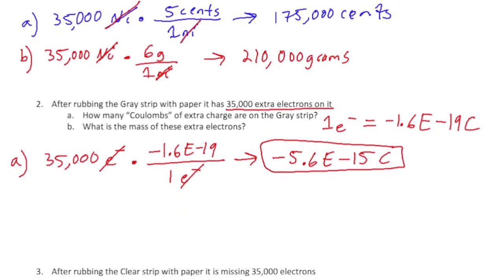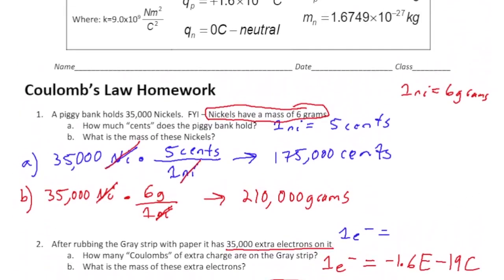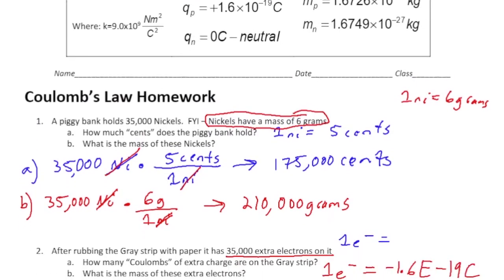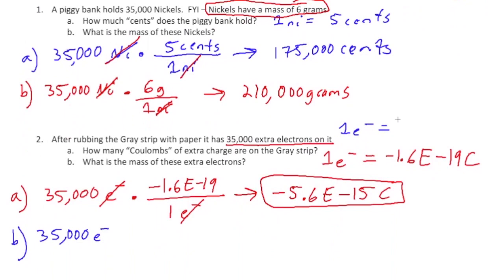Now we want to figure out what the mass of these electrons are. So to do that, we're going to need to take the number of electrons like we had before, 35,000, and we also want to figure out the mass of 1 electron. So 1 electron is going to have what kind of mass? Well, if we look back at our table up here, we're going to see that the mass of 1 electron is 9.11 times 10 to the negative 31st.